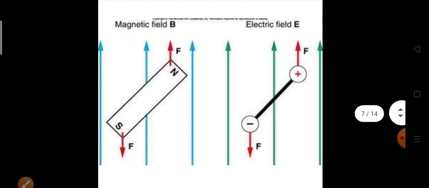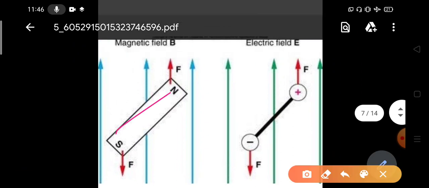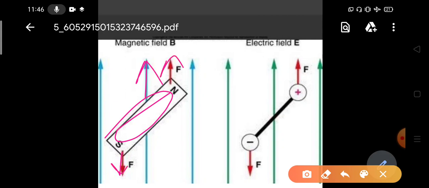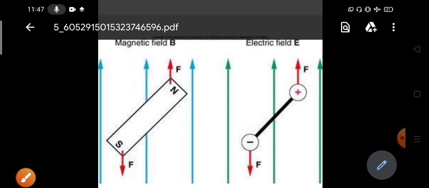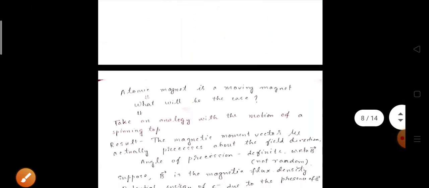This is another picture: we have a certain tiny dipole, and the magnetic field which is applied will exert a torque, because equal and opposite forces are applied on this magnet. This torque will try to rotate the magnet to orient the magnetic moment and make it aligned along the external magnetic field, to get the minimum value of potential energy and achieve the equilibrium condition.